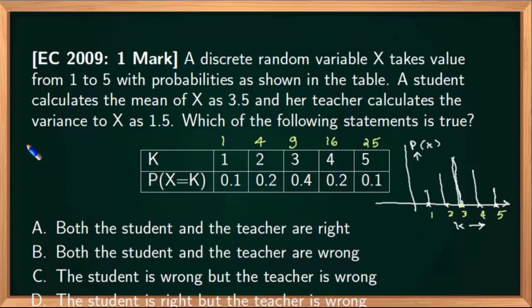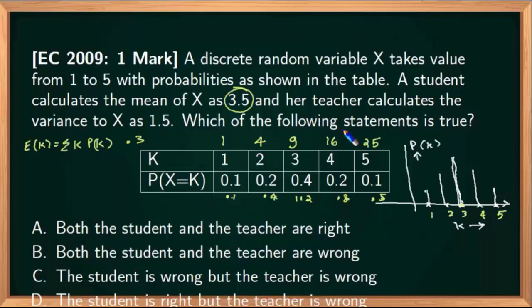So you find the expected value of k by taking the sum of the product of k with pk. I am going to multiply these two things and take the sum. When I multiply, I'll be getting 0.1 here, 2 into 0.2 is 0.4, 3 into this is 1.2, this is 0.8 and 0.5. So when I add these, 0.5 plus 0.5 is 1, 1 plus 2 is 3. So I get the value of 3. So the student is wrong.